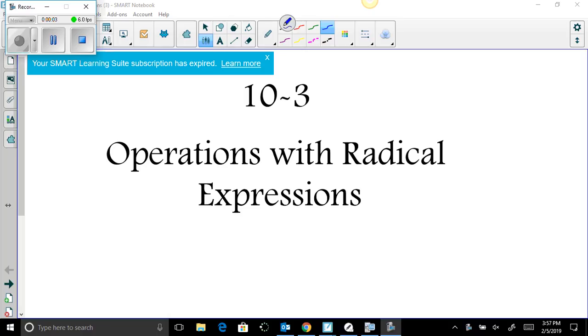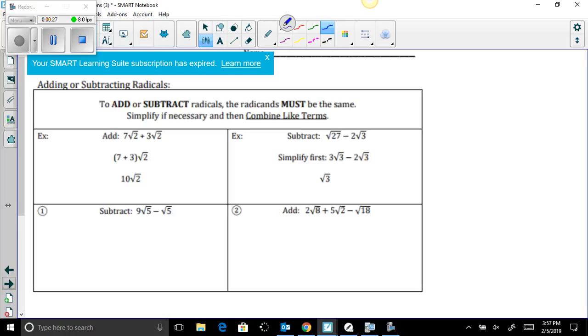Hey guys, today we're going to go on to the next section, which is operations with radical expressions. So now that we know how to simplify a radical, we can actually do some operations, which is going to be addition, subtraction, or multiplication. So we're going to learn how to add, subtract, or multiply with radical expressions, and we're going to use what we already know about simplifying. So let's go ahead and see what we need to do here.